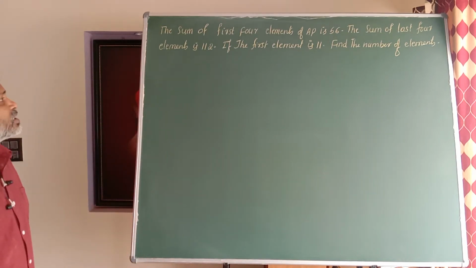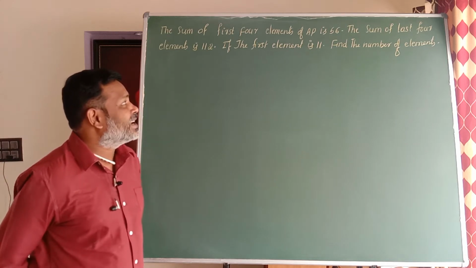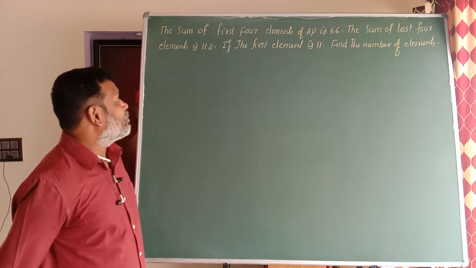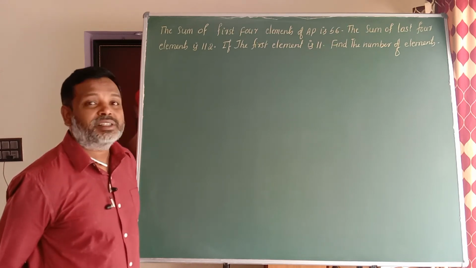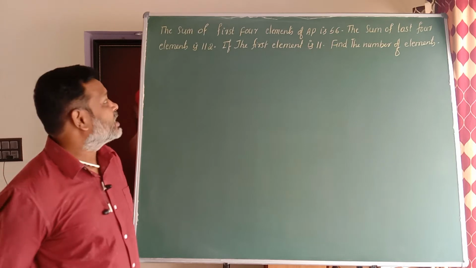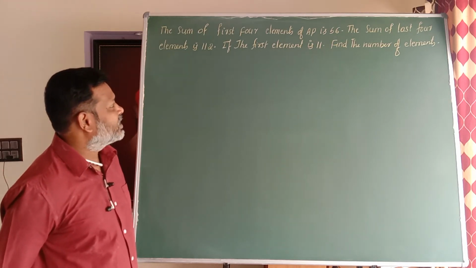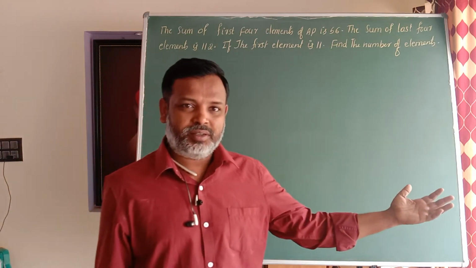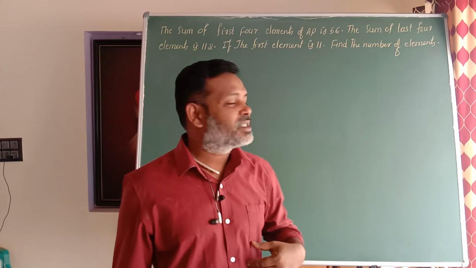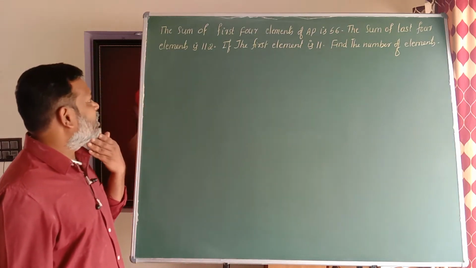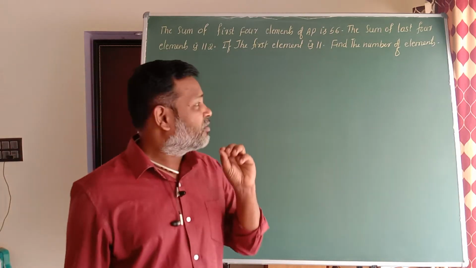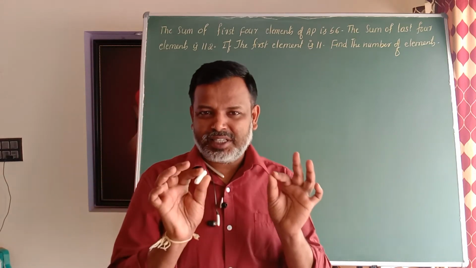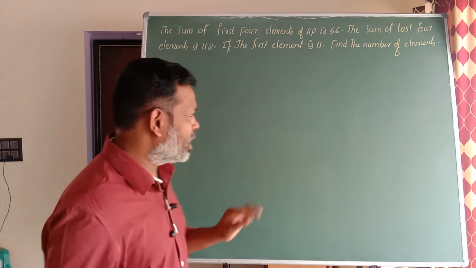The sum of the first four elements of an AP is 56. Understand this question. The sum of the first four elements is nothing but S4. S4 is 56 and what are they given? The sum of the last four elements, that means from the last four elements, is 112. If the first element is 11, find the number of elements. As you know, the number of elements is small n. Got my point? Now what to do here?